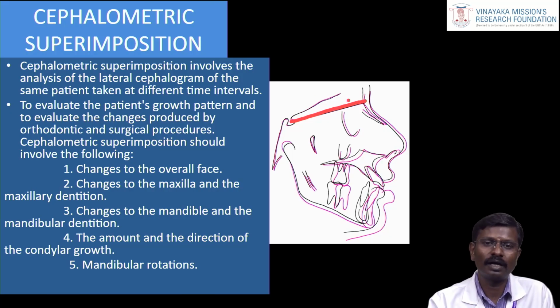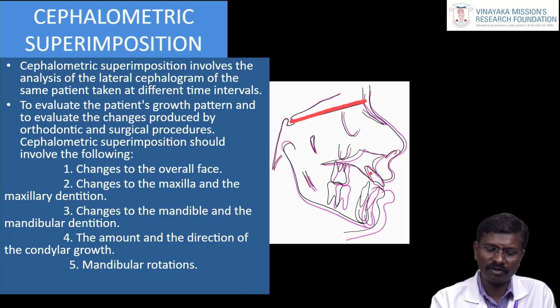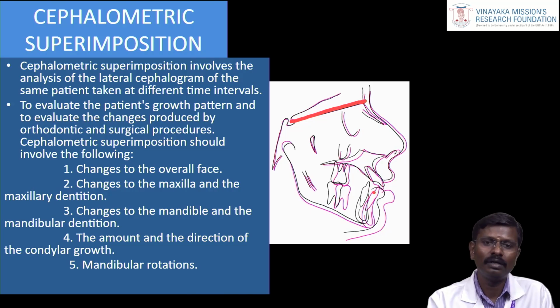A lot of superimposition analysis is also there. The basic one is superimposing both the pre-treatment and post-treatment tracings on the SN line, and here you can see how much change or how much retraction had taken place in the mandible or maxilla, and related to this how much soft tissue change had occurred. These are the things we can make out with the cephalometric superimpositions.